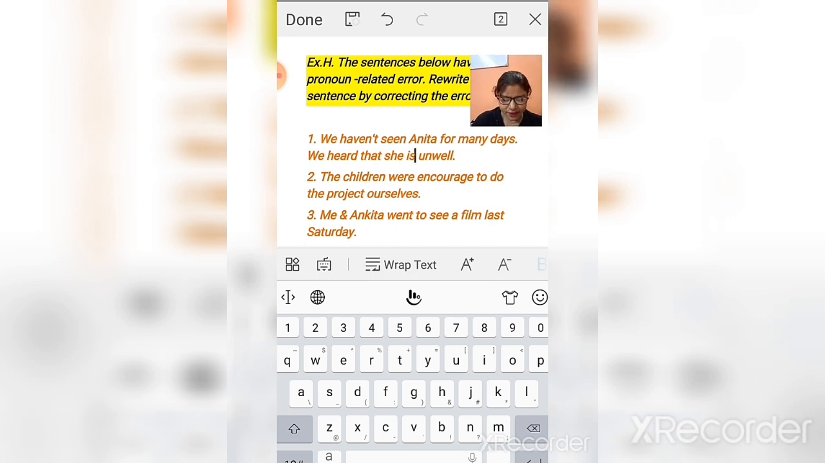Now see the word "ourselves" given. We are talking about children, so here the answer will be what? The children were encouraged to do the project themselves.